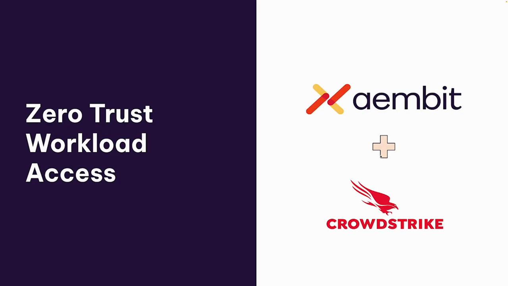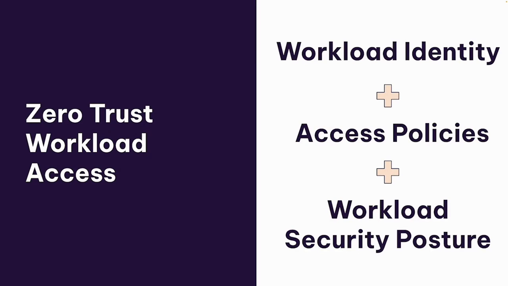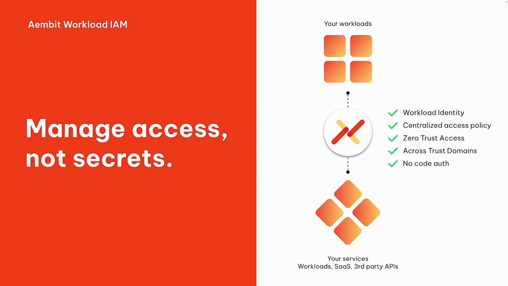Now, in order to understand what we're doing together, you have to understand zero trust for workload access. Workloads aren't users, and so you need a different process to secure the access between workloads. Zero trust workload access consists of three main components: workload identity to establish who's requesting access, policies that determine whether or not they should have access, and then workload security posture, understanding the real-time posture of a workload to know if it should have access at this particular moment.